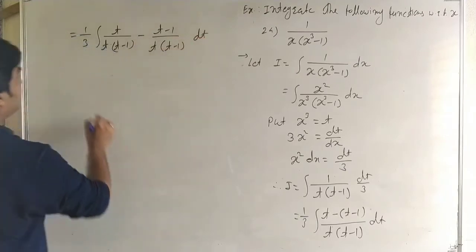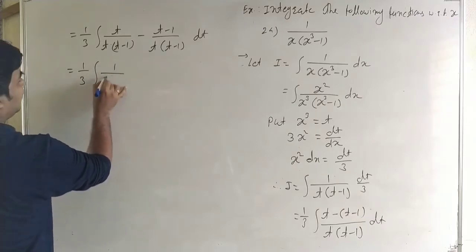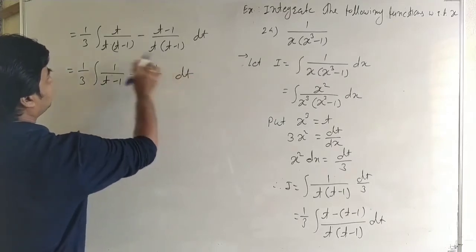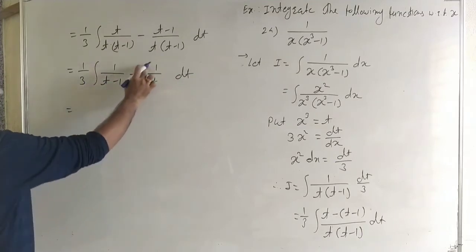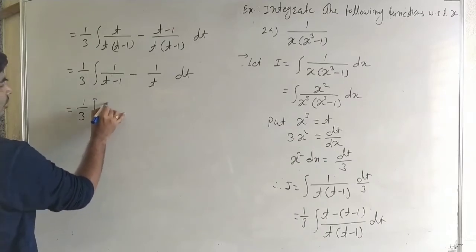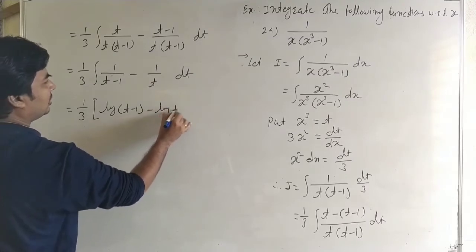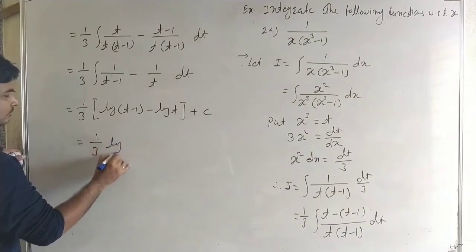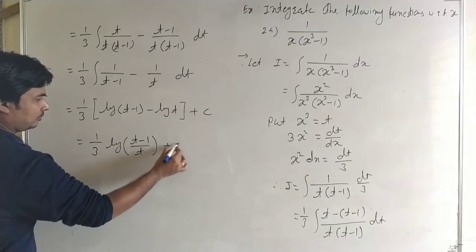We separate the denominator, and now it is 1 by 3 integral of 1 by t minus 1 minus 1 by t, dt. See carefully, t gets cancelled and t minus 1 gets cancelled, and now it is in the standard integral form. It is 1 by 3 log of t minus 1 minus log t plus c, then 1 by 3 log of t minus 1 upon t plus c.